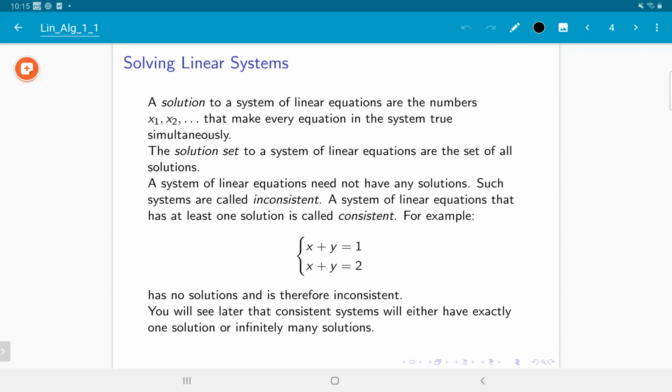Linear systems of equations may or may not have solutions. A system that does not have any solutions is called inconsistent, and a system that does have solutions is called consistent. So hopefully those words make sense with what your intuition would tell you. For example, the system below has no solutions because 2 things can't add up to equal 1 and 2 at the same time. Hopefully that's clear. And you will see later that consistent systems will either have exactly 1 solution or infinitely many solutions.